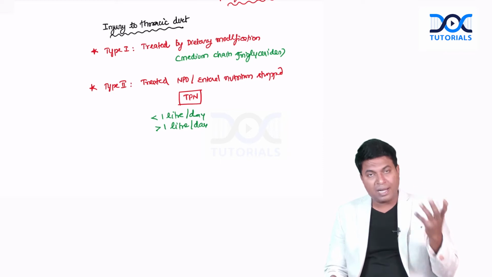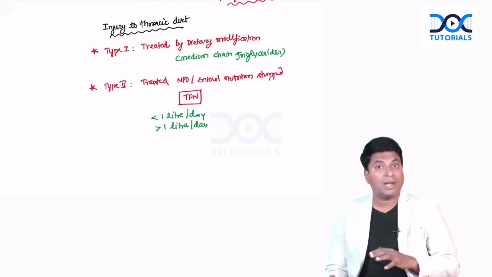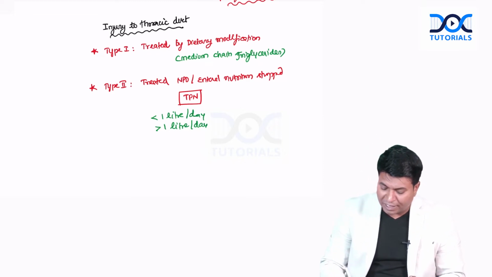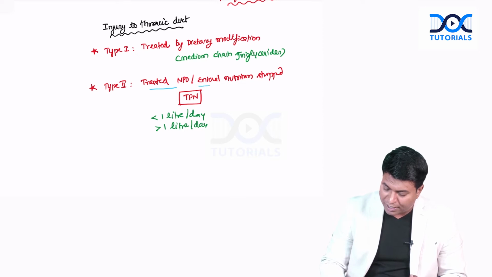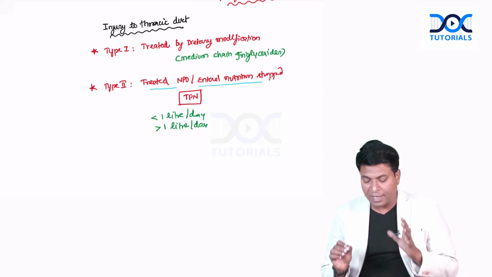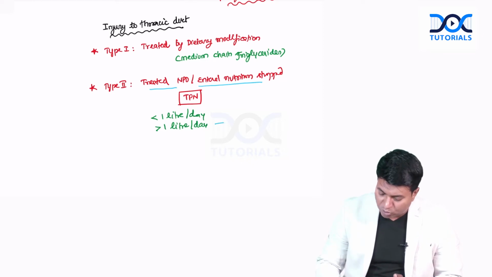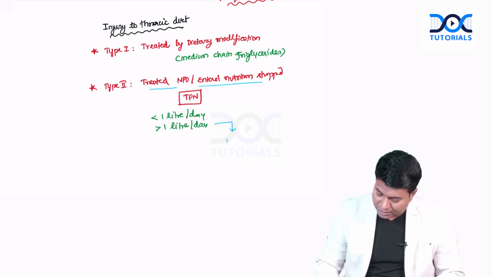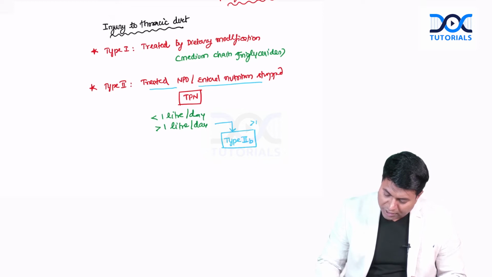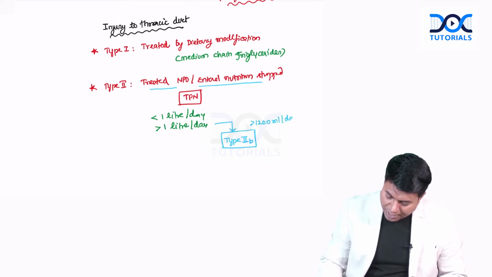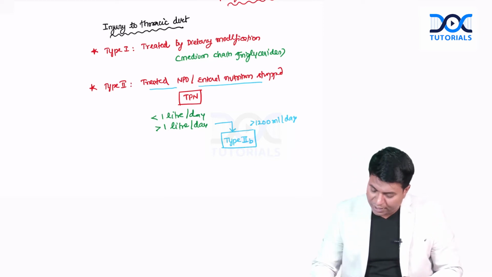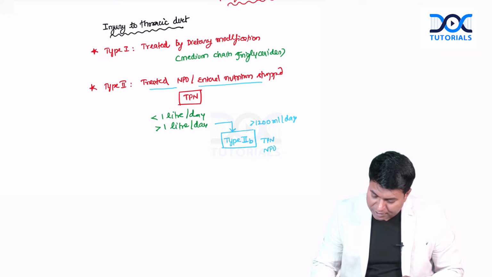There can be a less than 1 liter per day chyle leak or a more than 1 liter per day chyle leak. If it is a more than 1 liter chyle leak, and immediately as I start nil per oral, stop enteral nutrition and start TPN, the leak of more than 1 liter per day has now stopped, it is known as type 2B. The chyle leak which was very high initially, more than 1200 ml per day, has stopped completely, successfully treated by only TPN and nil per oral. This is known as type 2B.